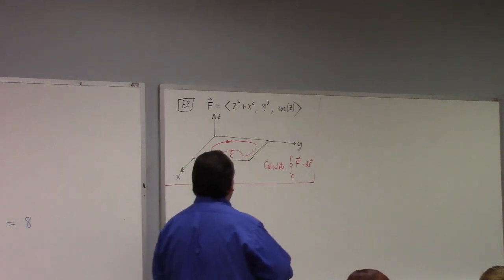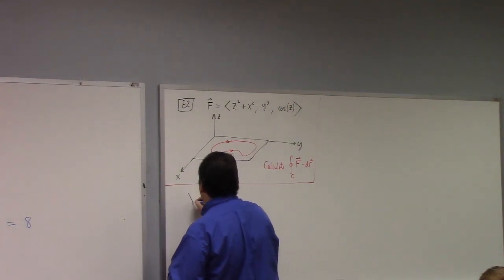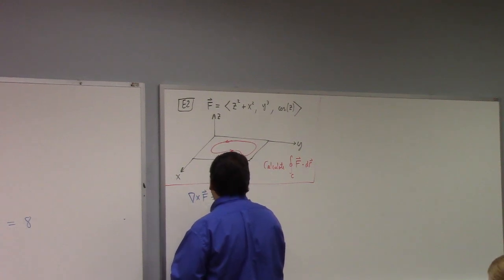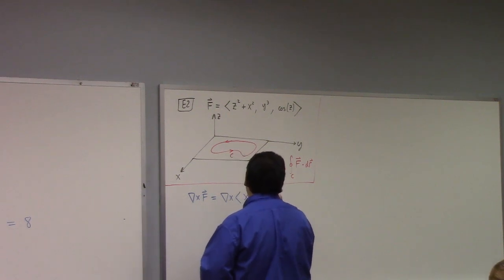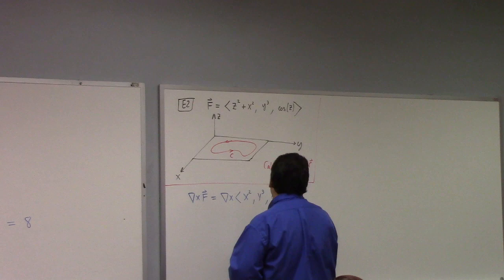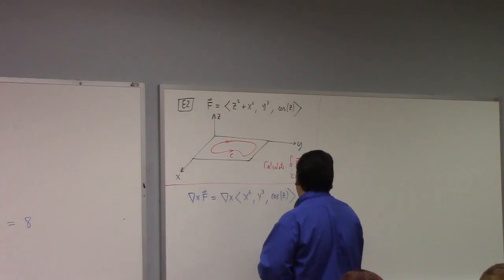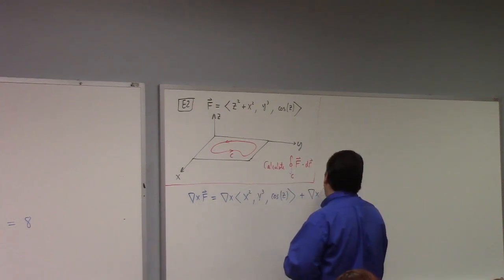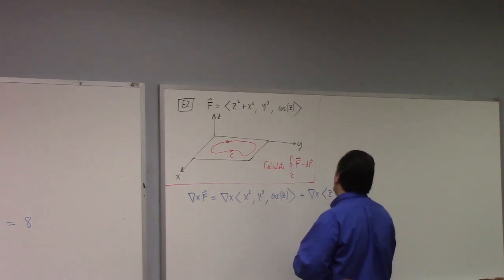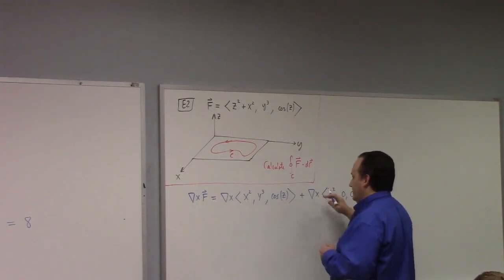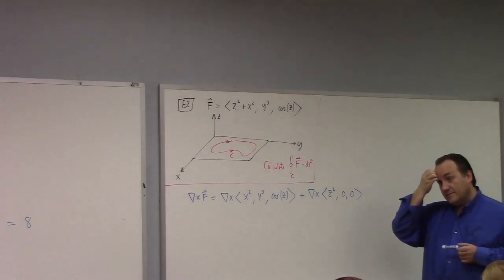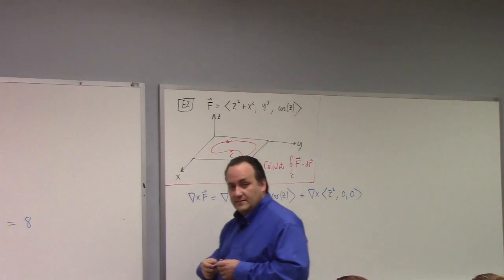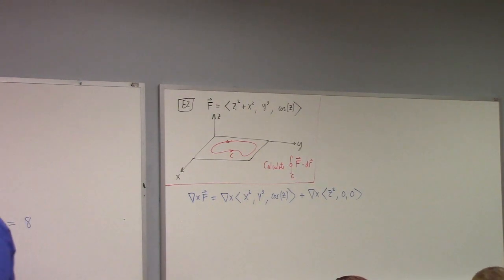Why? Check this out. So the curl of F, but it's almost conservative, is really the curl of the vector field x squared y cubed cosine z, right? Plus the curl of the vector field z squared, 0, 0. Notice that the first term is manifestly conservative. Why? How can you just see something's conservative just by looking at it?